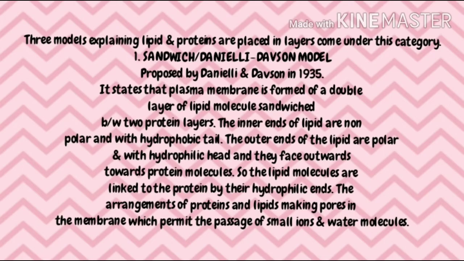The first one among them is the sandwich model, otherwise called the Danielli-Davson model, which was proposed by Danielli and Davson in 1935. This model states that the plasma membrane is a double layered structure, and the double layer is made up of proteins. In between the double layer of proteins there is a lipid molecule layer. It looks like a sandwich with two breads and a filling in between: the two breads are represented by the two protein layers, and the filling is represented by the lipids.